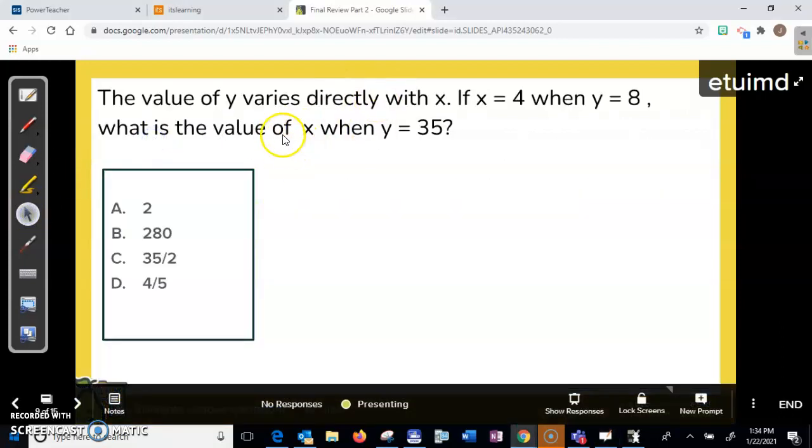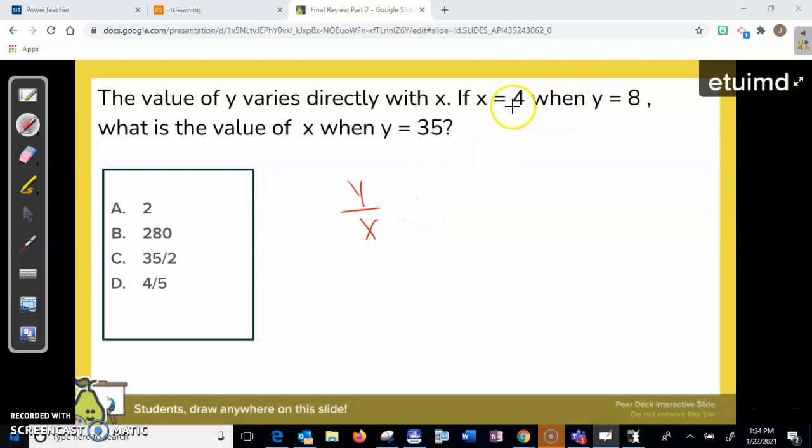All right, this problem, real easy. So this is a direct variation. The question says y varies directly with x, so y over x. If x is 4 when y is 8, so 8 over 4 equals, what is the value when x is 35? You notice x is at the bottom, and then you cross multiply. So this is where you need to solve it. So 8 times 35 is 280, and then x up here.